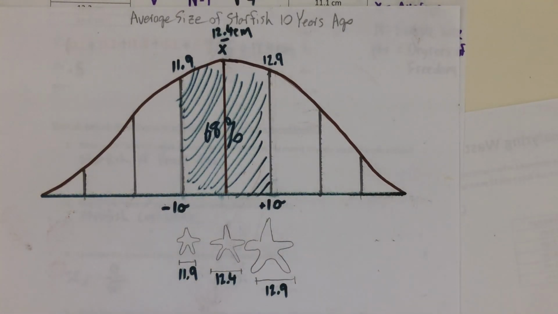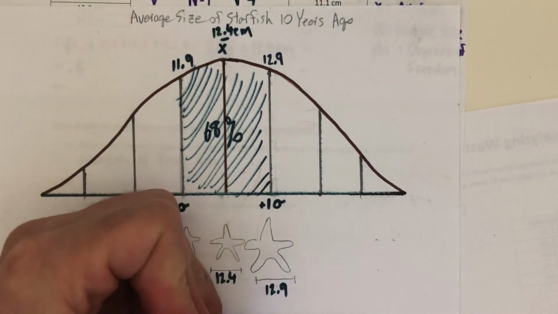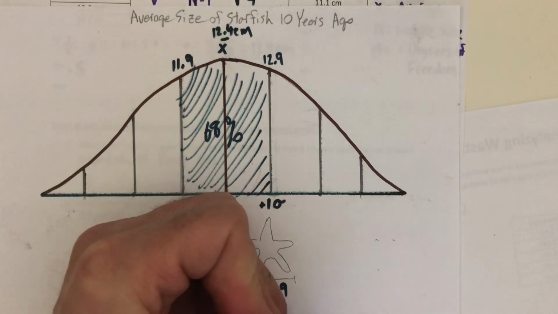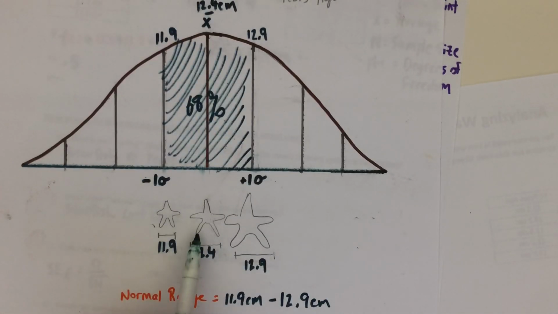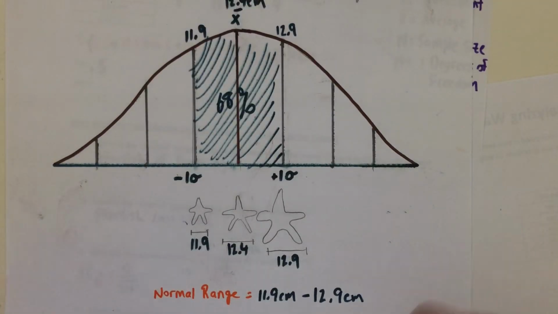That's 1 standard deviation. So now we can see that the range for normal is 11.9 centimeters to 12.9 centimeters. So you have some small ones, some medium ones, and some large ones, and we have everything in between. So that is standard deviation.